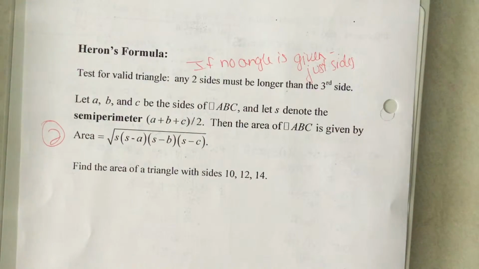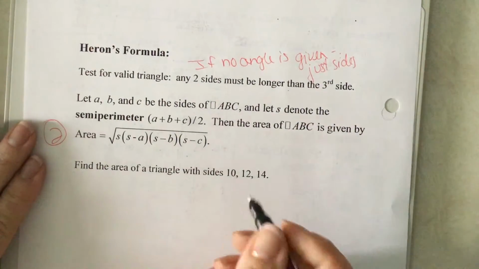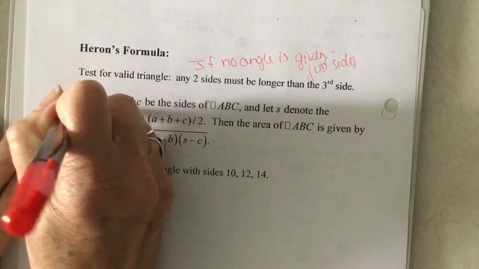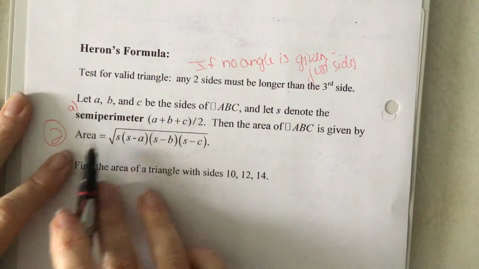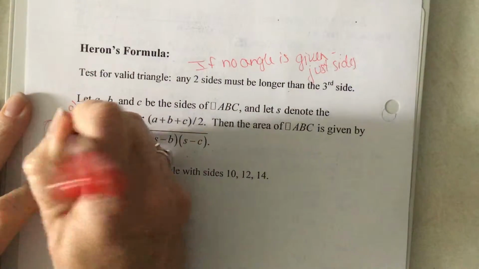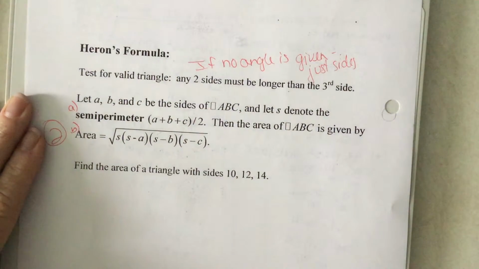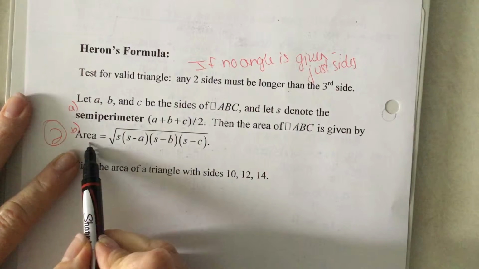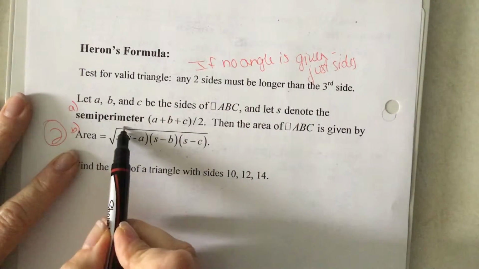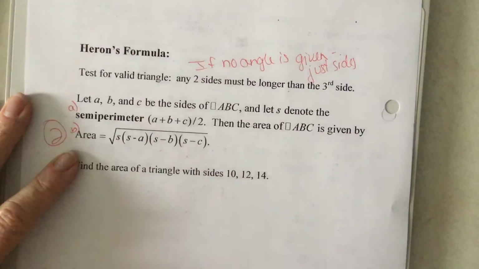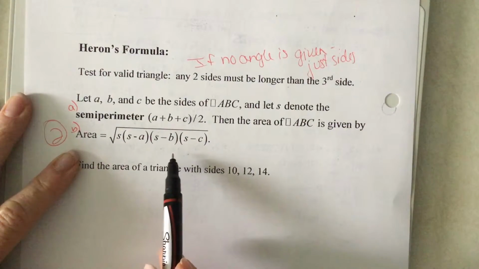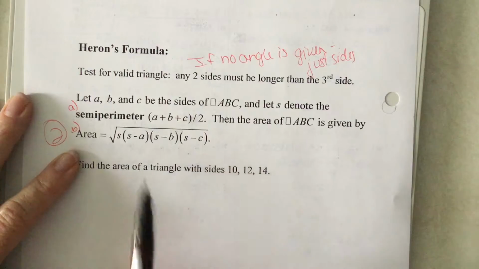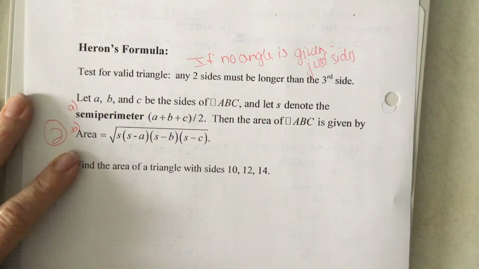This area has 2 steps. The first step is finding the semi-perimeter. The second step is actually then calculating the area. So the first step is finding the semi-perimeter. The second step is using that semi-perimeter in the formula for the area. It looks a little complicated, but trust me, it is not, as long as you're paying attention, okay?